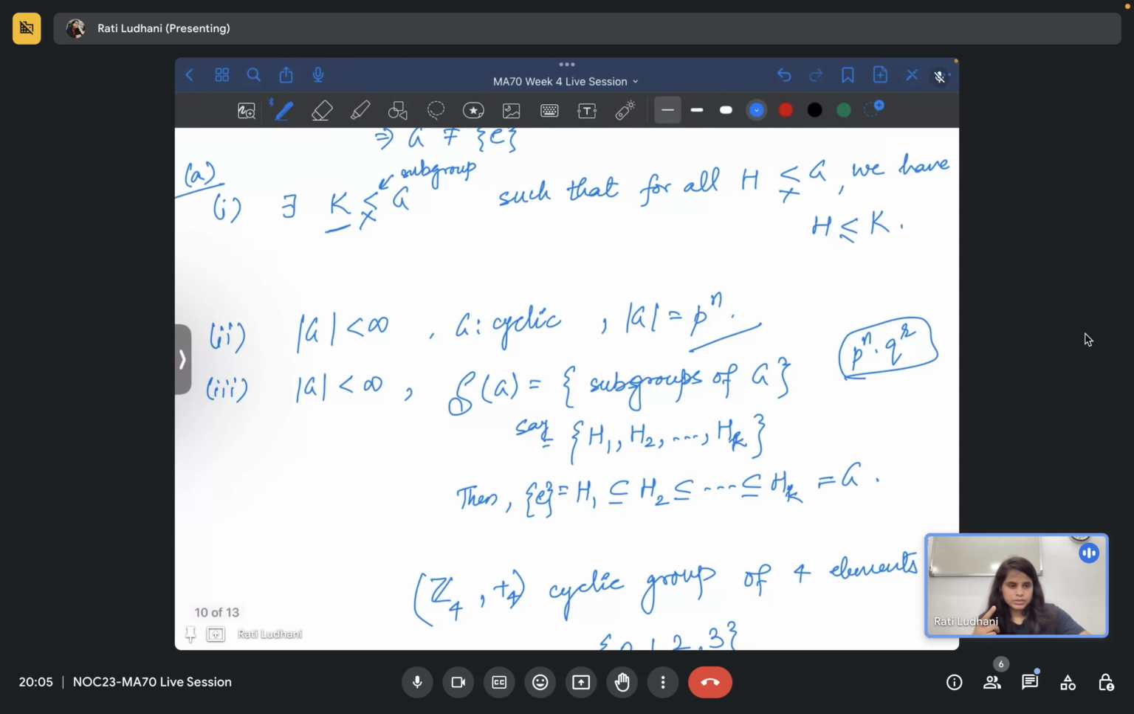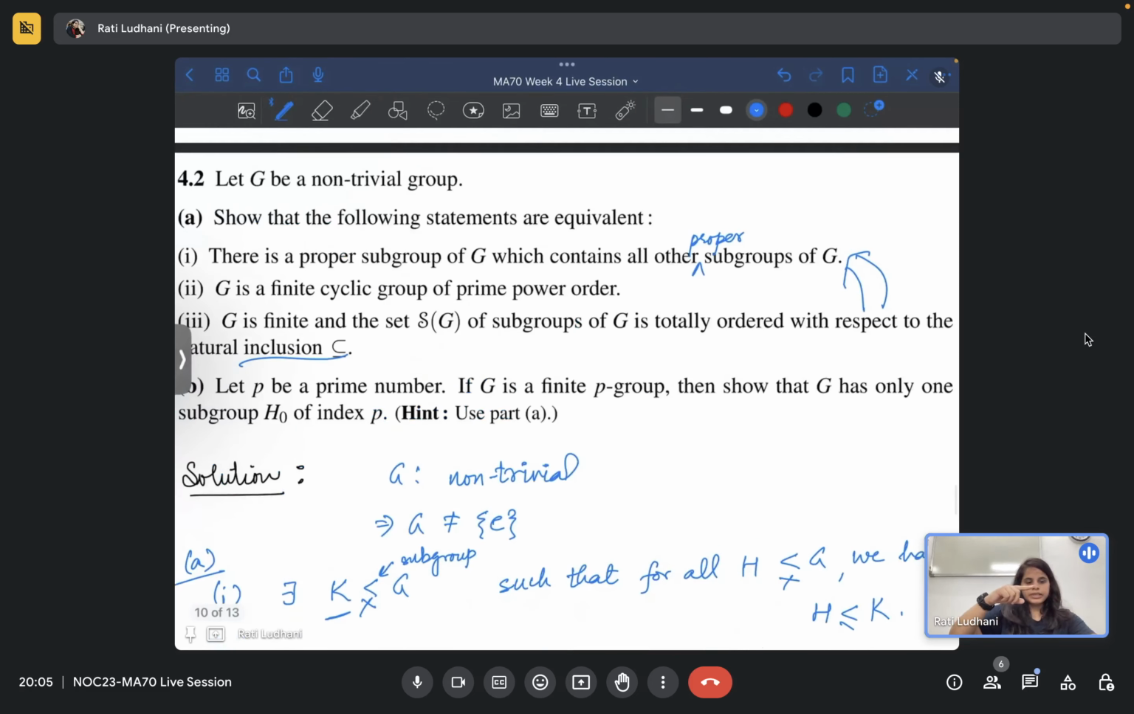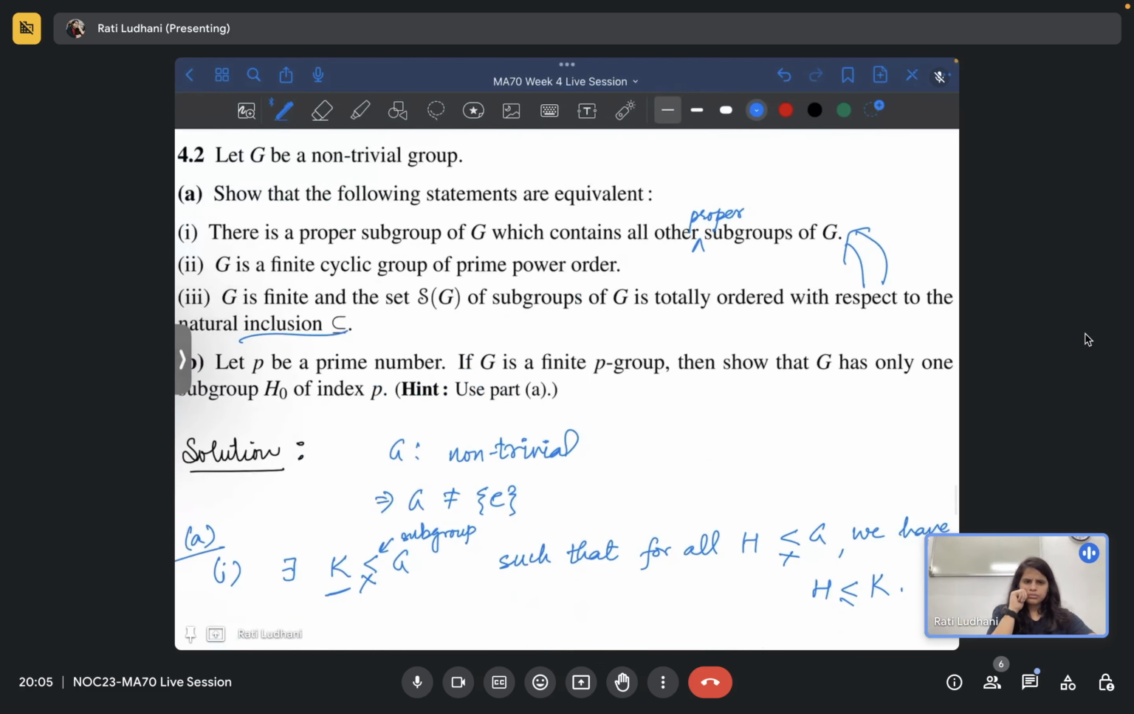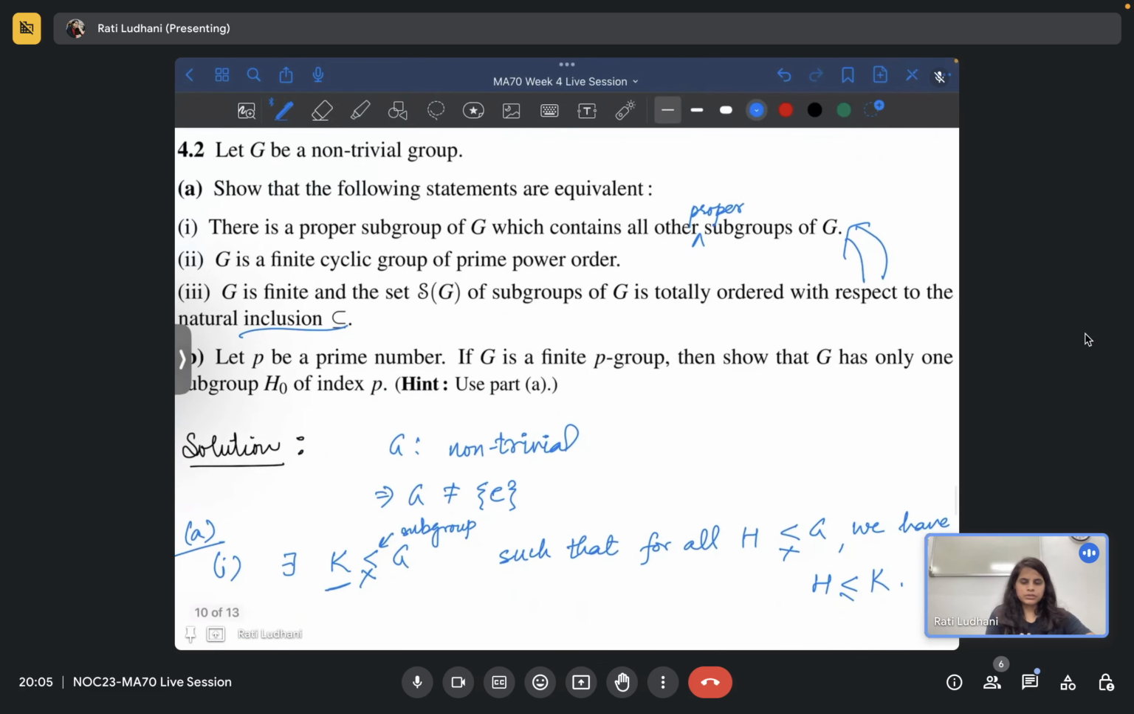Okay, so I'm just proving it as a cycle. So you can try it out. Of course this will follow with some argument, but I have planned to do that. So second implies third. Now can you tell me why third implies first?